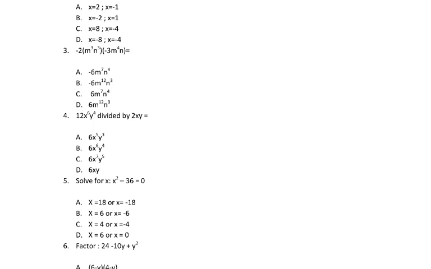For number 3, when you have something like this, we call this a multiplication of powers. Then all regular numbers multiply: you have negative 2 times negative 3, that's how you get 6. Then for m to the third power times m to the fourth, you need to add exponents. That's how you get m to the 7th. For the n part, add the exponents: n to the third power times n to the first power means n to the fourth power. That's how C is your answer.